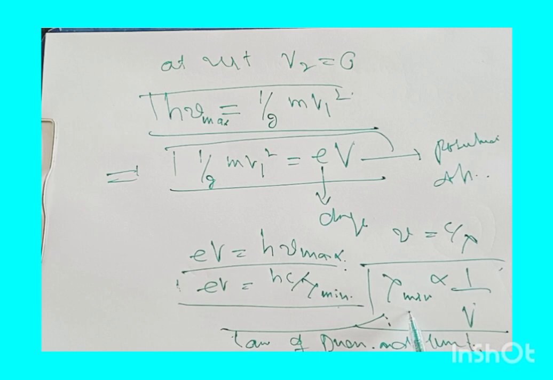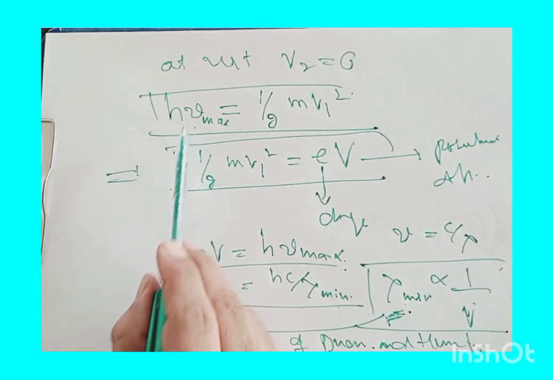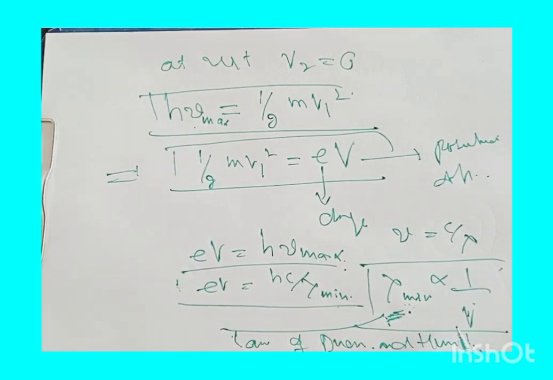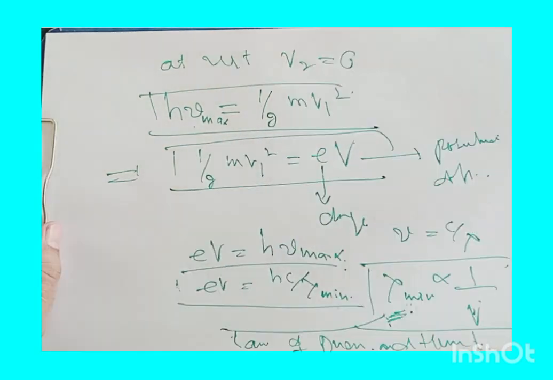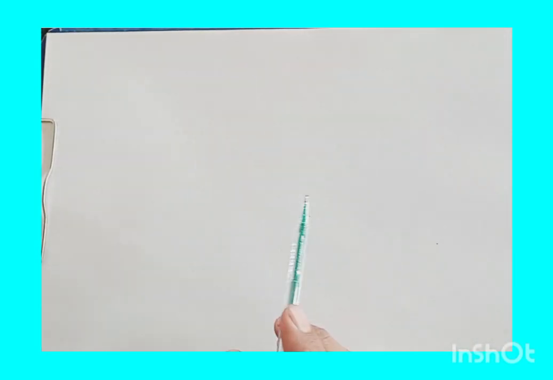called the continuous spectrum limit, which is the limit of this continuous spectrum that I have shown you in the beginning, is inversely proportional to the applied voltage. And if we talk about the frequency nu max, it is directly proportional to the applied voltage. So this is what the continuous X-ray spectrum is all about.